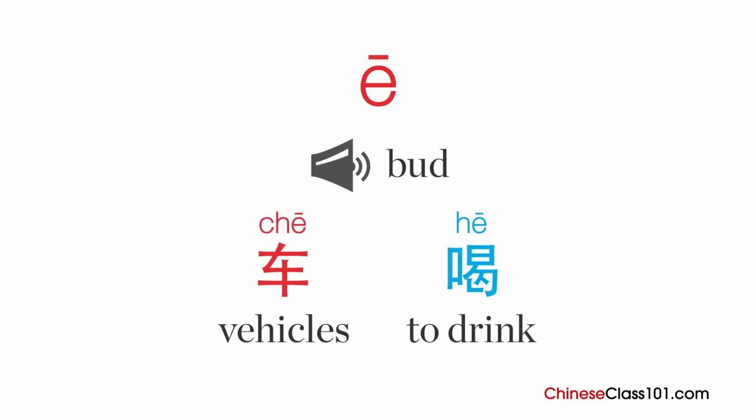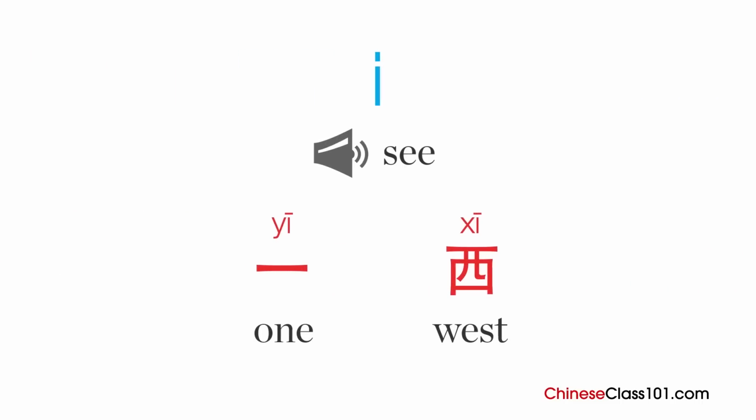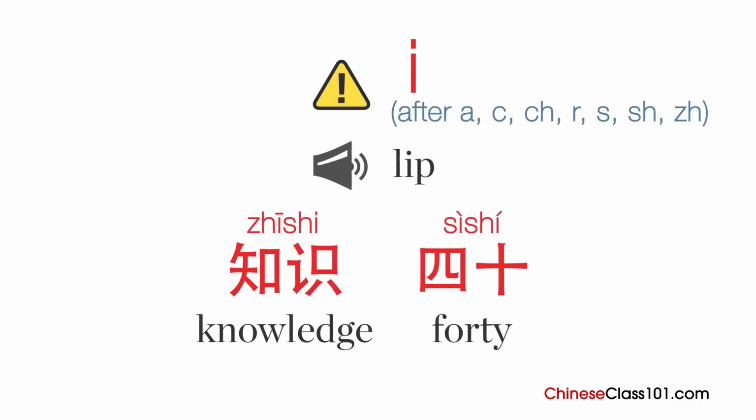The only exception is when it comes after Y. Then it sounds more like E, as in "red". The I sound is like the double E in the English "see". When it comes after C, Ch, R, S, Sh, or Zh, it's more like a short I sound, as in "lip".